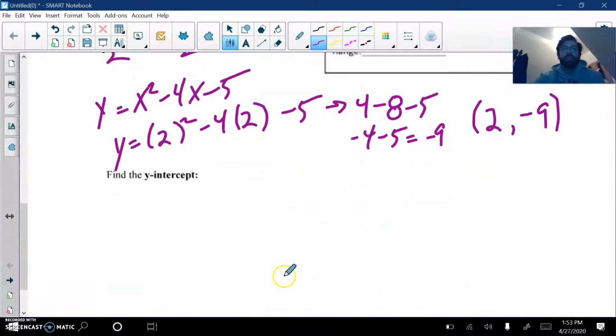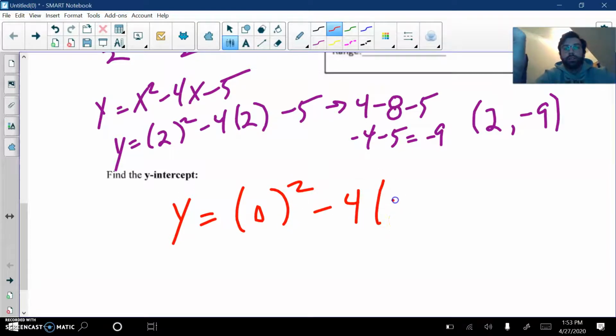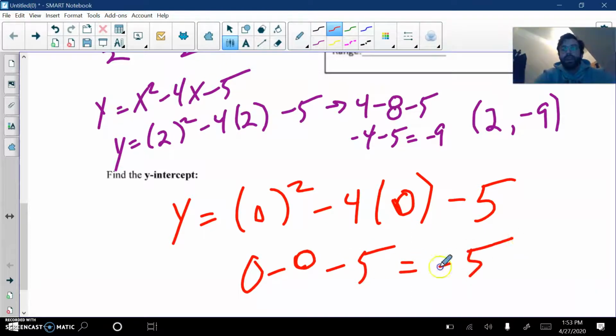Y-intercept. Let's do some work to find the y-intercept. To find my y-intercept, I plug in 0 for my x value. So my x is equal to 0. Some of this we will do in our head, and that's totally fine. 0 squared minus 4 times 0 is 0. Minus 5. Remember, the x terms will cancel out. So this will be 0 minus 0 minus 5, which is just negative 5.